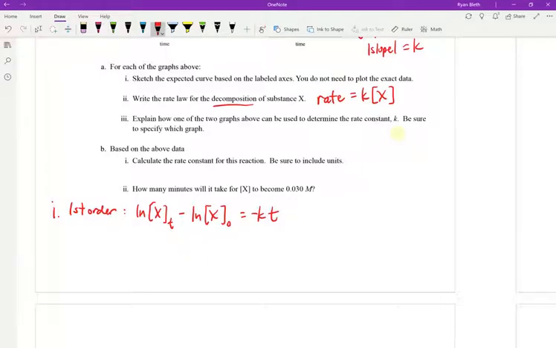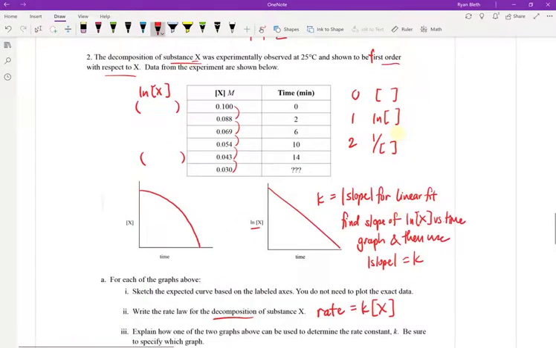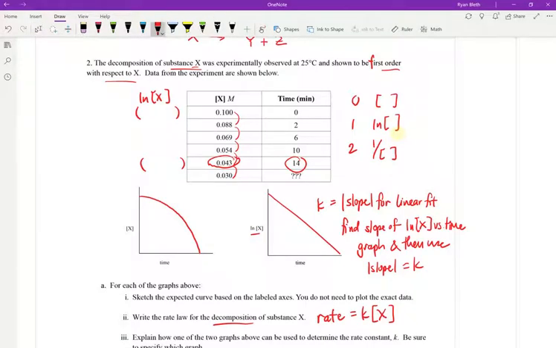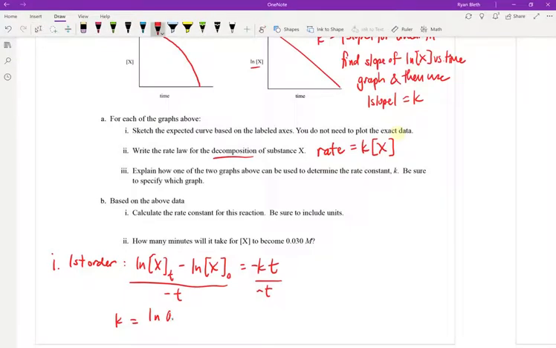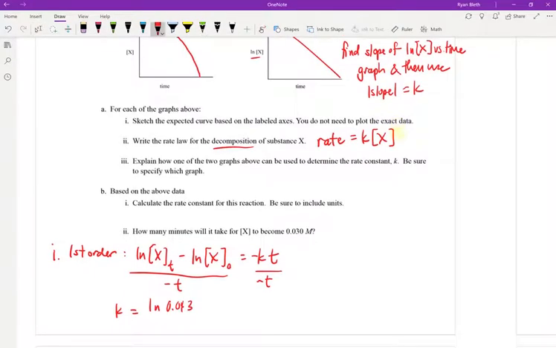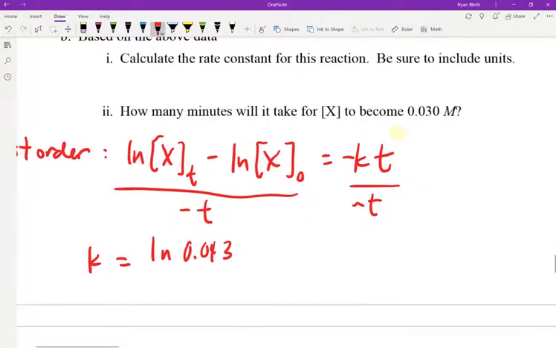So if I want the k value, I can just rearrange that equation. I'm going to divide both sides by negative t, and that will give me k on the right, I think, right? So k will equal natural log of x at time t. So natural log of x at, let's say, 14 seconds. So I want natural log of 0.043, natural log of 0.043 at time t.